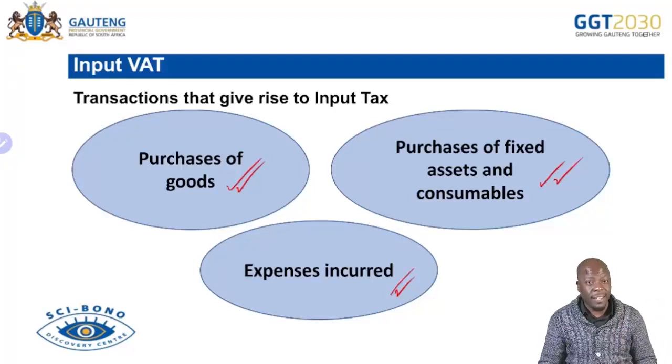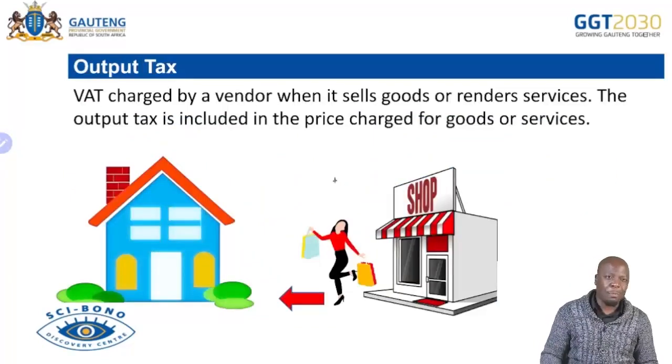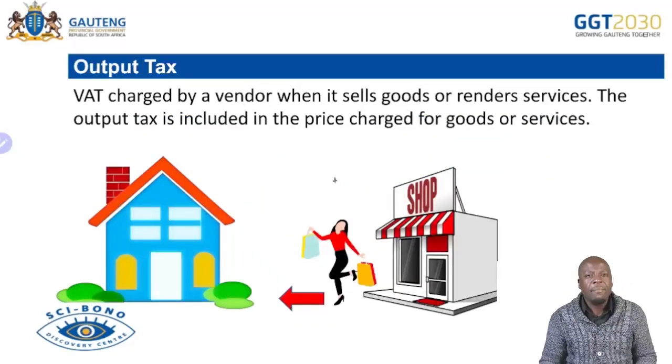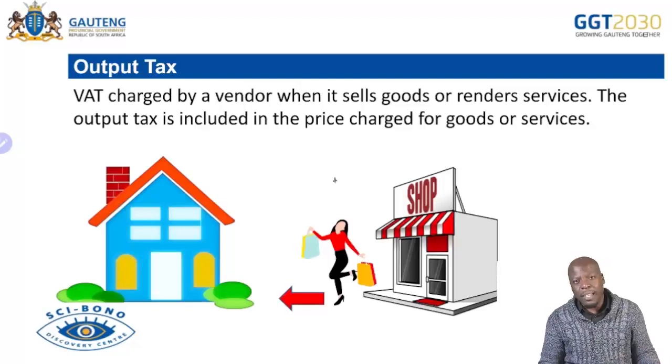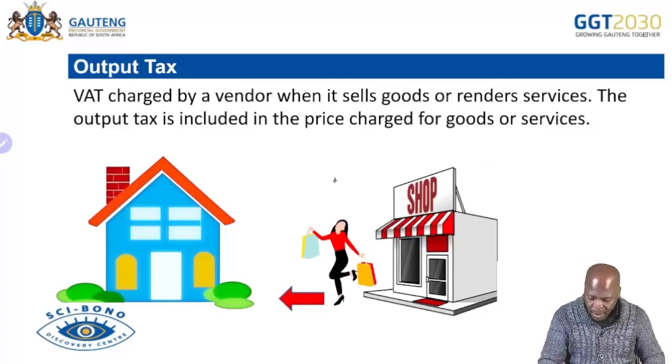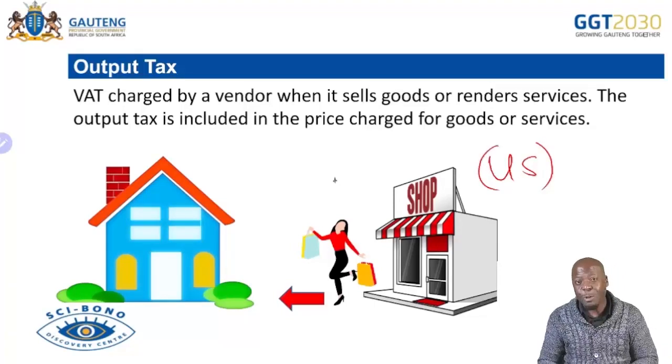Input VAT then arises. Now, let's quickly go on to output VAT. Remember, we buy goods from the supplier so we can sell them to our customers. Remember, the shop is us. This is us over here, the registered VAT vendor.